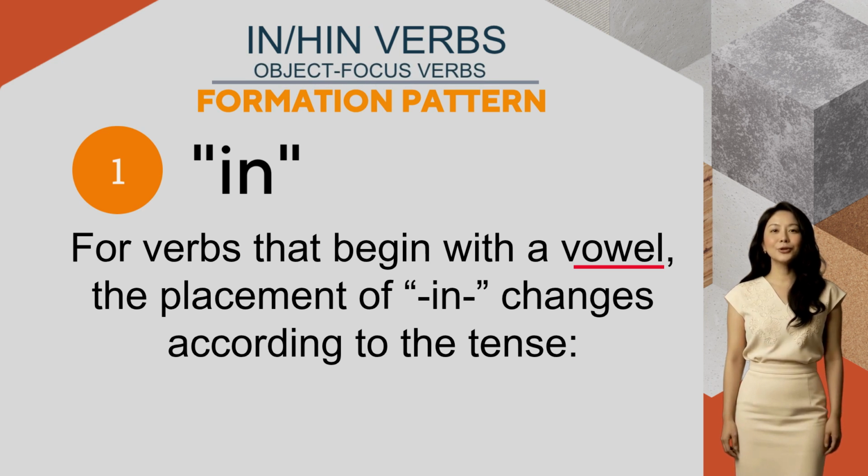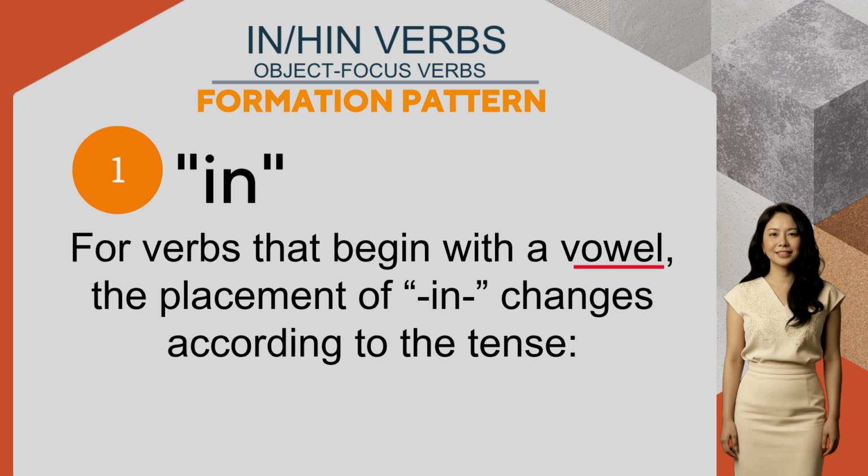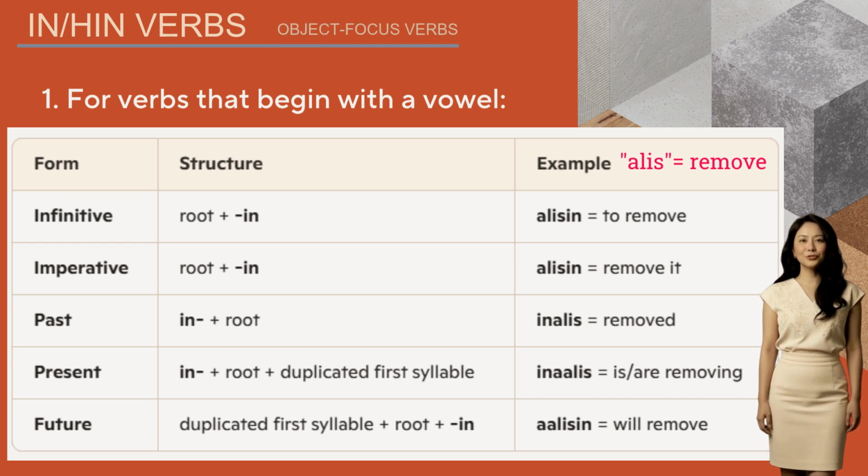Now, let's look at how to form them from the verb root. We'll start with the in pattern. For the verbs that begin with a vowel, the placement of in changes according to the tense. When the verb root starts with a vowel, the affix in doesn't stay in one place. It actually moves depending on whether the verb is in infinitive, imperative, past, present, or future tense. Now let's break that down clearly. Here is a table that shows the formation pattern for verbs that begin with a vowel. Take a look and save this as your guide later.